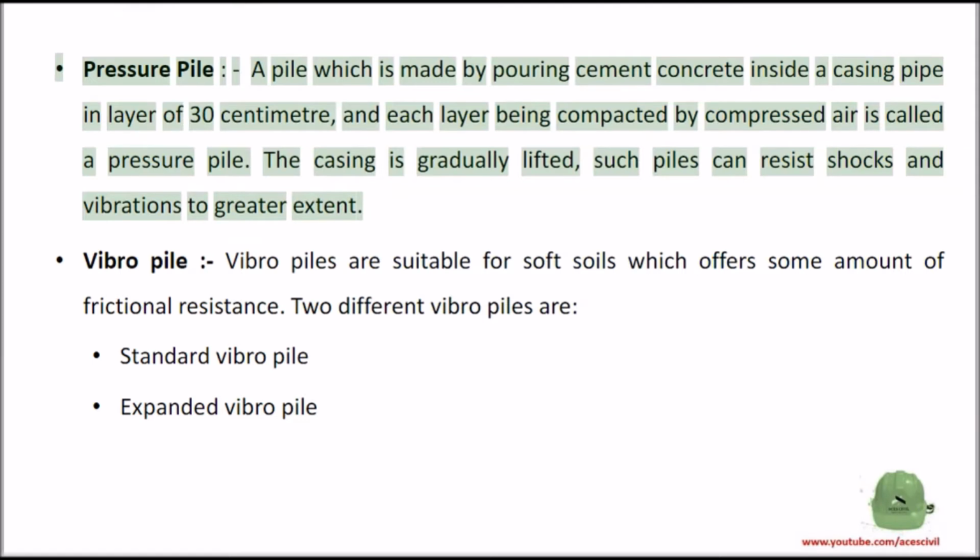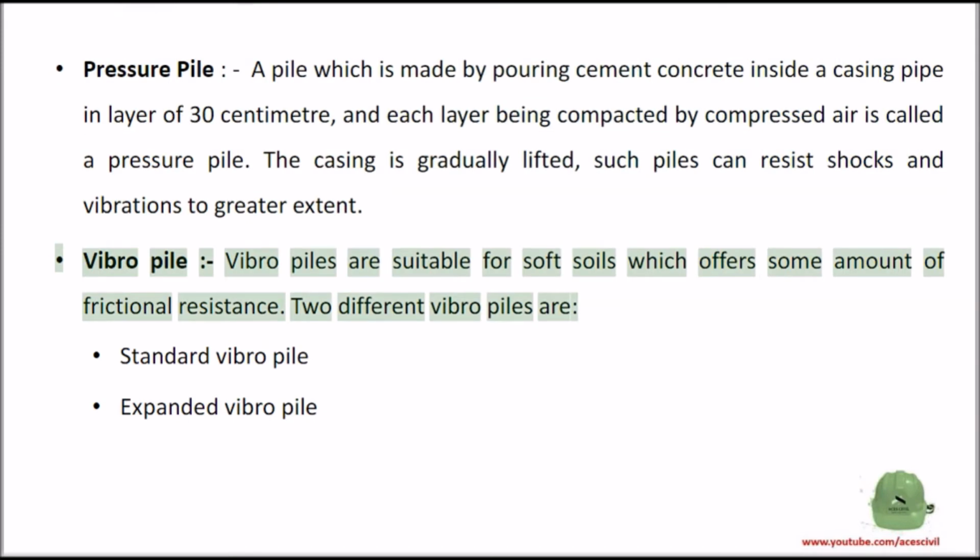Pressure pile. A pile which is made by pouring cement concrete inside a casing pipe in layers of 30 cm, and each layer being compacted by compressed air is called a pressure pile. The casing is gradually lifted. Such piles can resist shocks and vibrations to a greater extent.